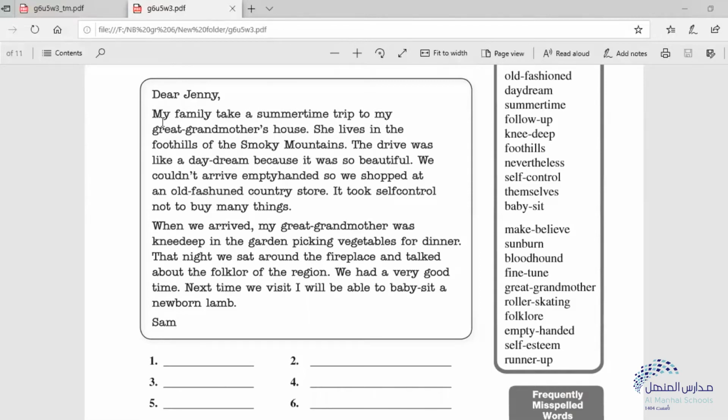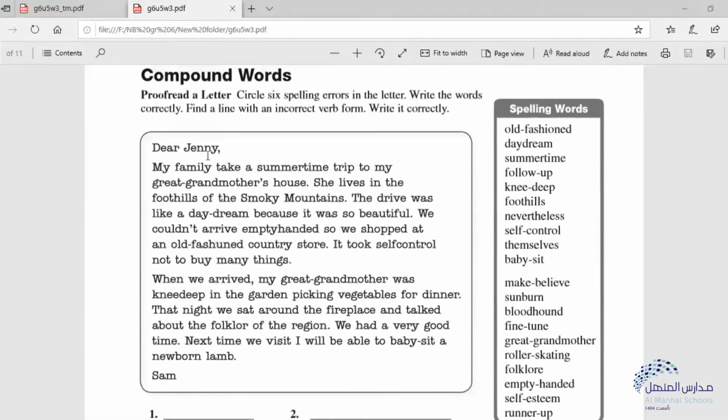Dear Jenny, my family take a mountain summer trip to my grandmother's house. There's a mistake here. But any spelling mistake? Let's look for the spelling first. No, no spelling mistake. Something is missing: my family take, this sentence must be in the past tense, and the verb here is not in the past. But this is not the spelling words we are looking out for, so let's leave it for now. Maybe it would be the sentence we are looking for, because it said, find a line with an incorrect verb form. But let's go first for the spellings.